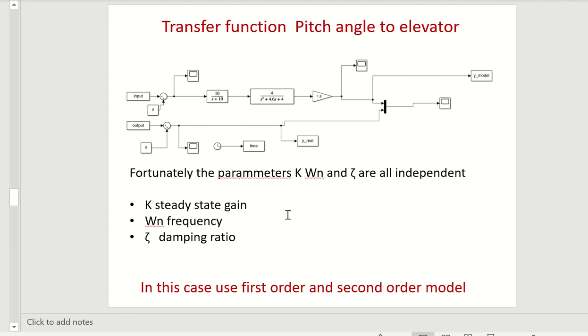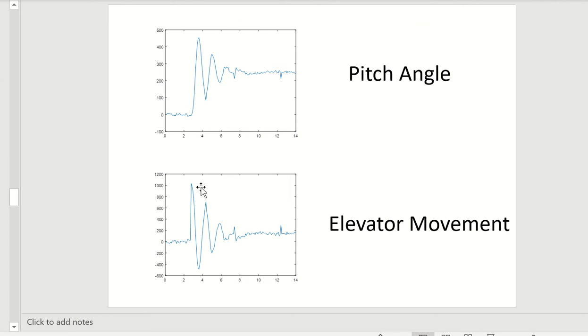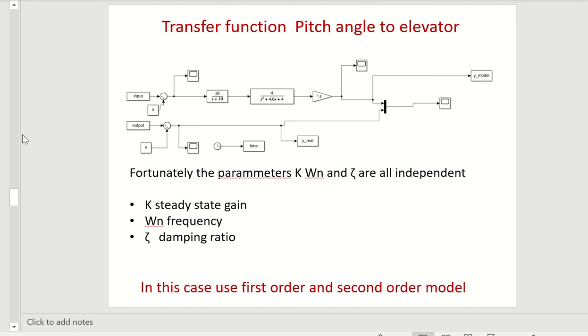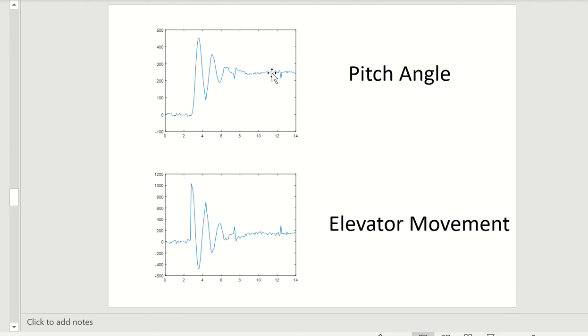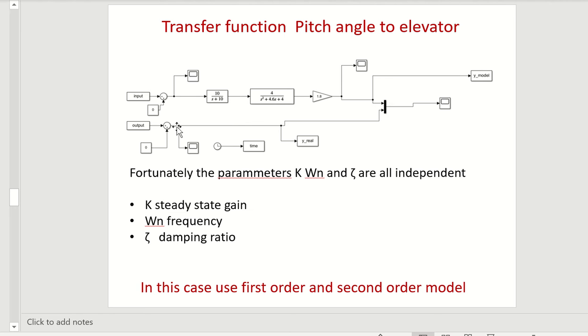So if we have a look at this first method, the input signal here is the elevator movement, and the output signal here is the actual pitch angle of the aircraft. So we've got these two signals and they're applied to this block diagram here. This is the output of the real system, and it goes straight down to a scope. This is the input to the real system, and then it goes through a transfer function here and comes out. Now if this transfer function is exactly the right match with the real system, the output here will be identical to the output from the real system.